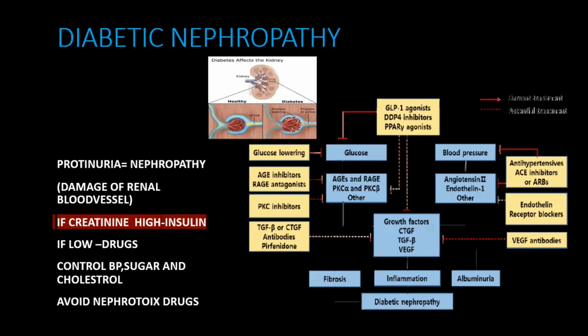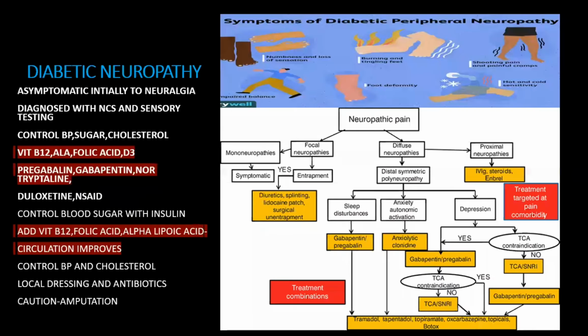Next, diabetic nephropathy, a complication of diabetes. Diabetes affects the kidney, blood vessels get damaged and protein leaks out. So we can see proteinuria in case of diabetic nephropathy. If creatinine is high, the patient should be given insulin only. If low, we can give drugs, control BP, sugar and cholesterol, and avoid nephrotoxic drugs.